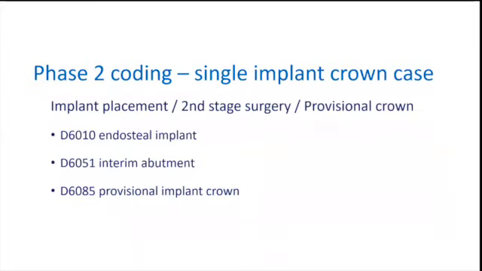Next, we go to the phase two coding for this patient's treatment for the single tooth implant care. In phase two, following healing of the site, the implant is surgically placed. Implant placement, second stage surgery, and provisional crown are all coded, with D6010 for the endosteal implant. D6051, we place an interim abutment so that the patient no longer has to use the flipper that they were complaining about. And D6085 for the provisional implant crown.